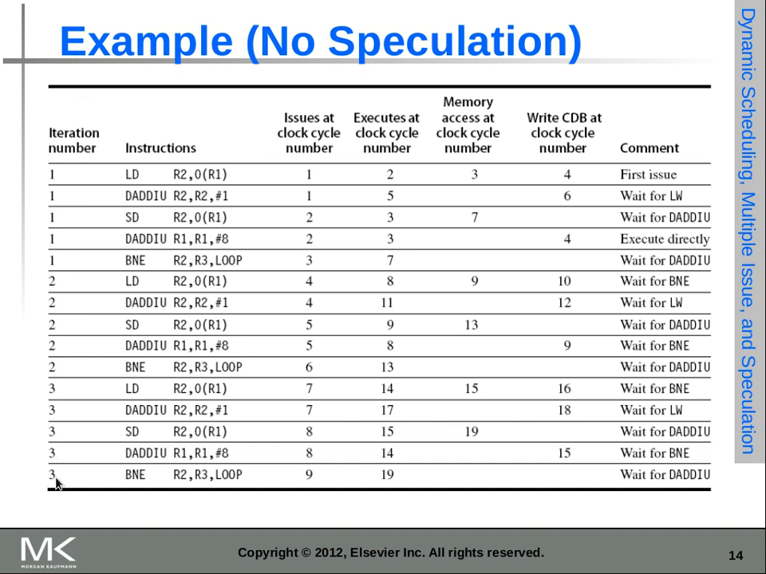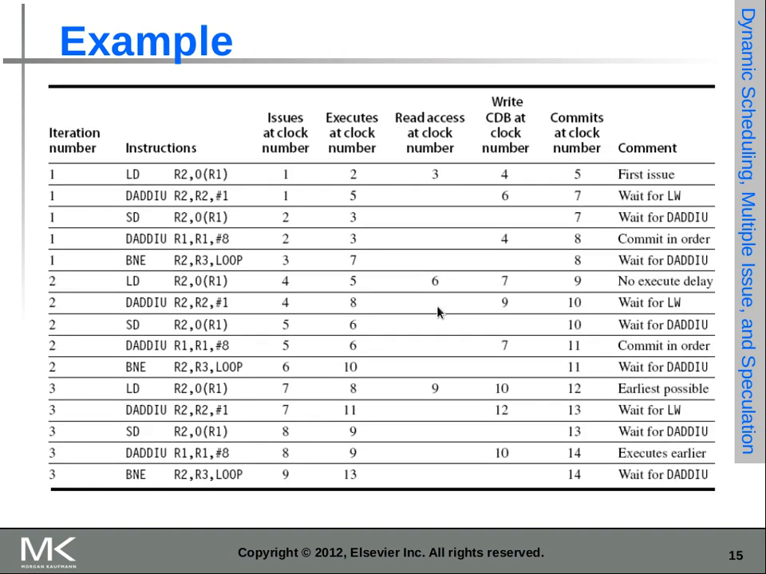Iteration number. This is a loop, so how many times it iterates. It knows that it issues at clock cycle 1 and 1 for these two, 2 and 2, and then 3 for that one. Executes later on memory. The issue is that the first issue needs to wait for the load to complete before it can write it. And we can still add this one, execute directly, and the last store word has to wait for the previous instruction. And this is with speculation.